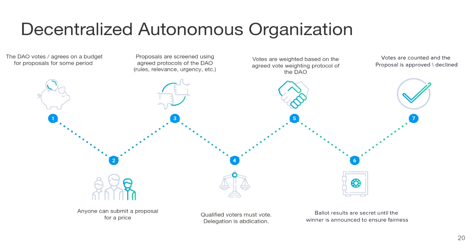So the first thing that typically happens is a DAO has to vote or agree on a budget. And that budget is the amount of money that's available for proposals that get approved through the governance system. That budget funds those approved proposals. Now, typically in a DAO, anyone can submit a proposal for consideration, but the important piece is that it's not free.